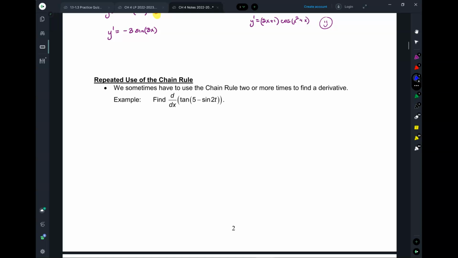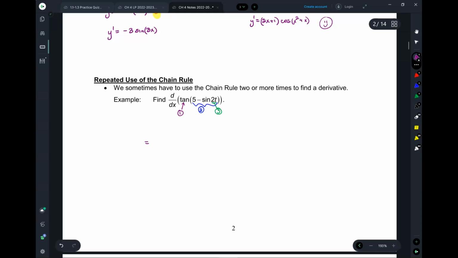Rather than calling it inner and outer, I'm going to number them so that the outermost function is number 1 and then going inward, it'll be 2, 3, 4, and so on. So the outermost function here is the tangent. We'll call that the first function. Inside the tangent, I've got 5 minus sine 2t. That's the second function. And then inside the sine, I've got yet a third, 2t. So it's going to be in 3 steps.